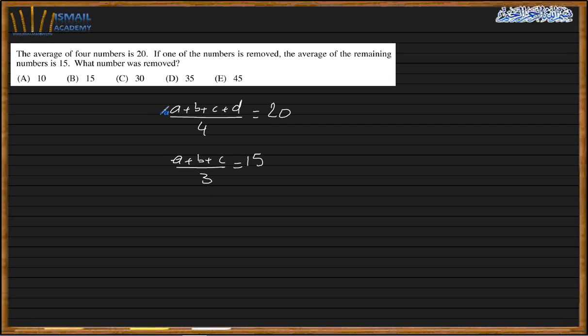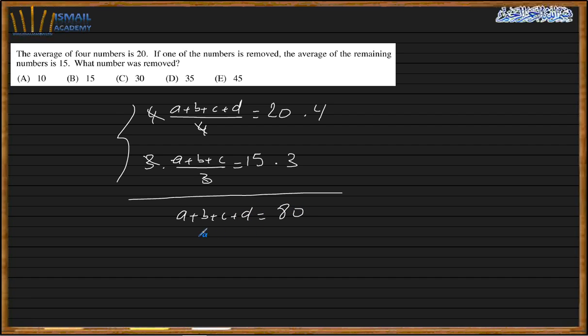I do the same idea again. I multiply both sides by 4 here. Multiply both sides by 3. So I will end up having, this cancels out, this cancels out. So I got A plus B plus C plus D equal 80, and we have A plus B plus C equal 45. So I subtract to get my D. This cancels out, cancels out, cancels out. So D will be 35. So 35 is the removed number.